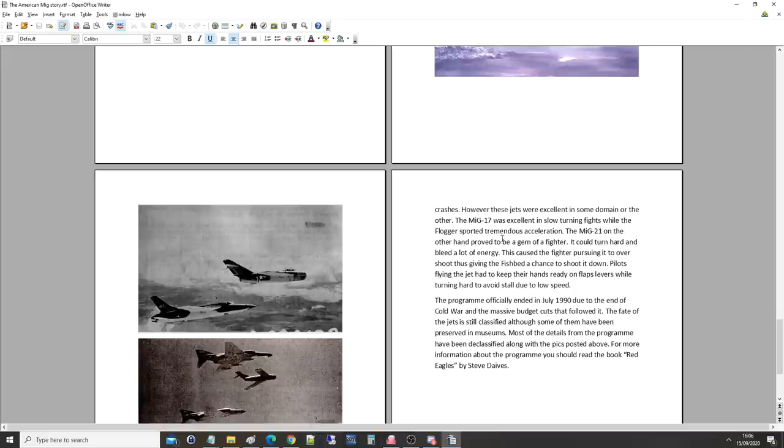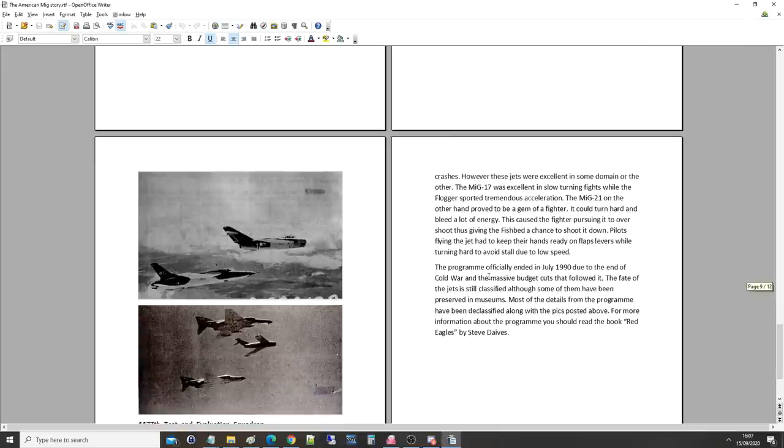The MiG-21, on the other hand, proved to be a gem of a fighter. It could turn hard and bleed a lot of energy. This caused the fighter pursuing it to overshoot, thus giving the Fishbed a better chance to shoot it down. Pilots flying the jet had to keep their hands ready on the flap levers while turning hard to avoid a stall due to low speed. The program officially ended in July 1990 due to the end of the Cold War and the massive budget cuts that followed it.